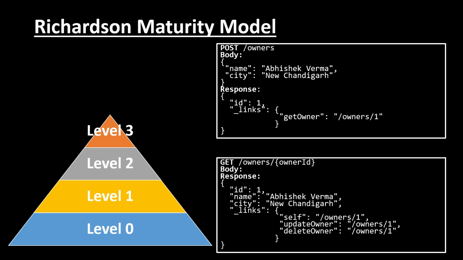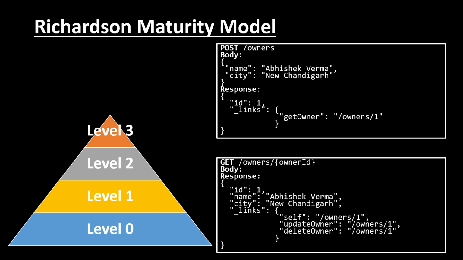We are not forcing the customer that you need to get the owner right now. But we are telling them that this is one of the ways using which you can get the owner in the future. Then once they execute this get owner, we are going to provide them a few more APIs. We are going to provide them self, which basically means the same API which they have invoked. So again, when they call slash owner slash one with get, they will get the same output. But we are also telling them that if you wish, this is the way to update the owner. If you wish to delete, this is the way to delete the owner.